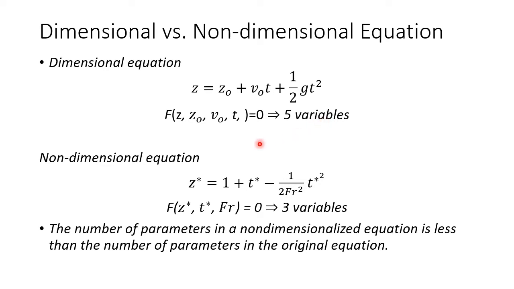But when we non-dimensionalized this equation, we got the expression for the same problem in a non-dimensional form. So look here, we have only 3 parameters. The number of parameters in a non-dimensionalized equation is less than the number of parameters in the original equation. So now we'll come to know what is the use of studying the non-dimensional equation. In the next slide I will explain the advantage of this.